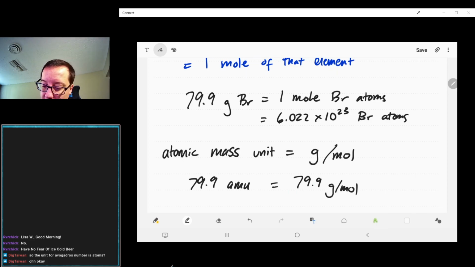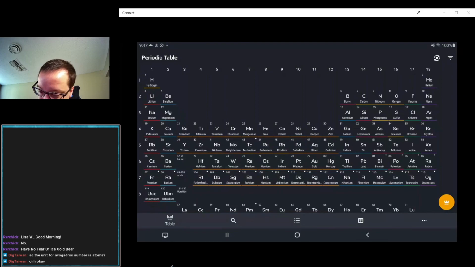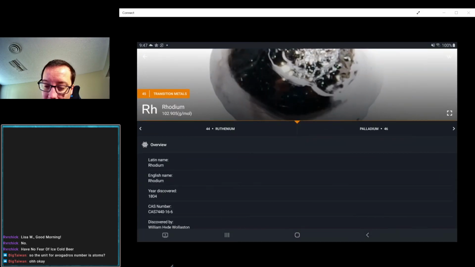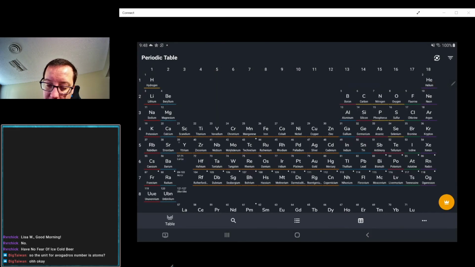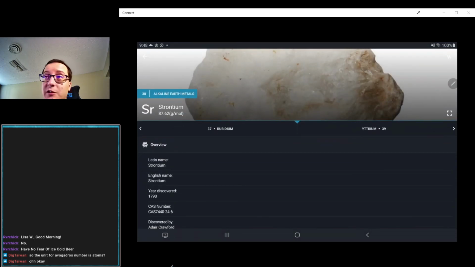So if you go over to your periodic table and you click on, what did we get? Rhodium. We see its atomic mass is given to us already in the units of grams per mole. While some will give AMU, this one in particular gives grams per mole because it's very important for us to be able to convert between the two. So, if you click on any particular element, you'll get your atomic mass. Or, of course, if you're just using some periodic table, it'll be there on the bottom.